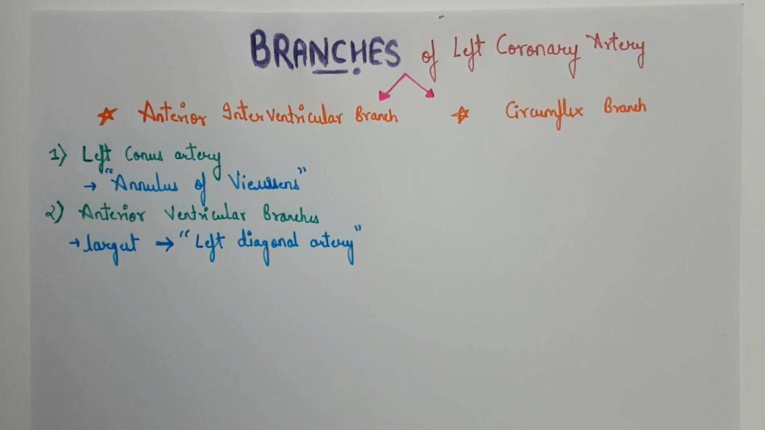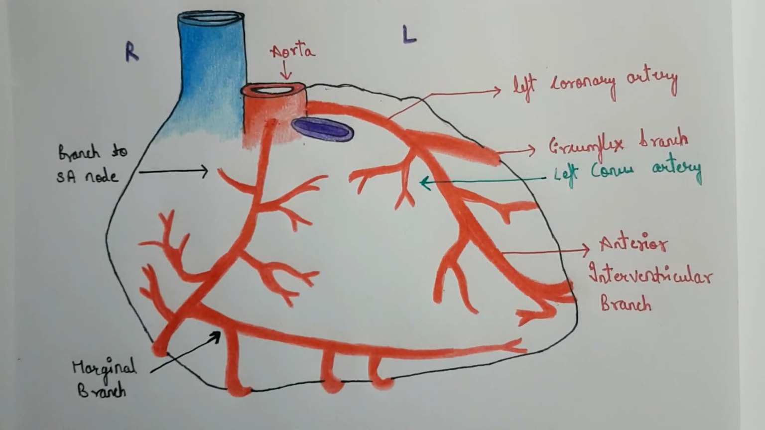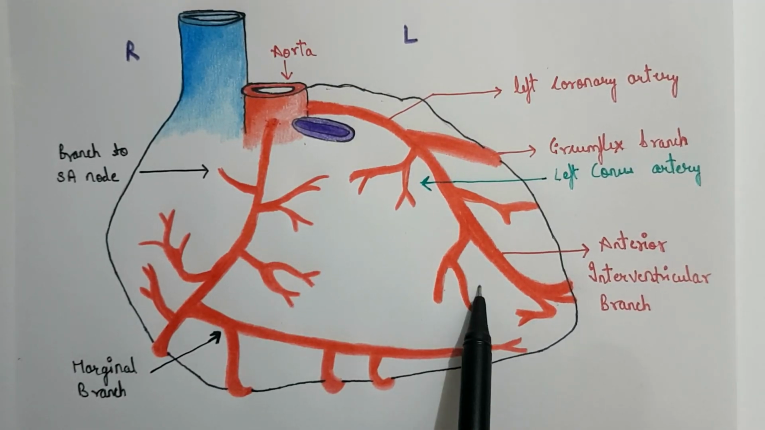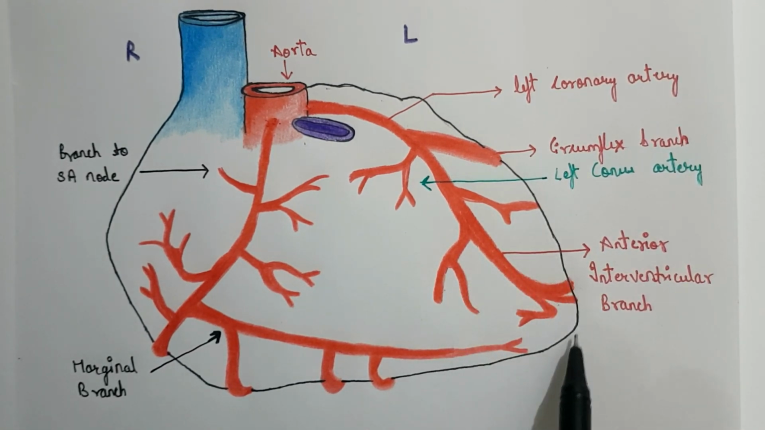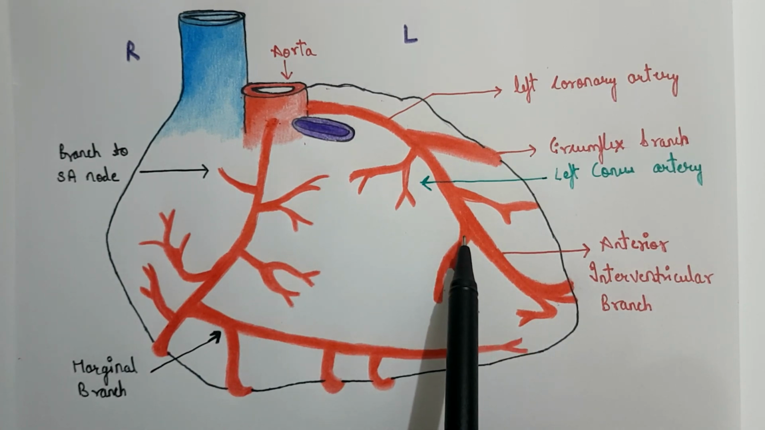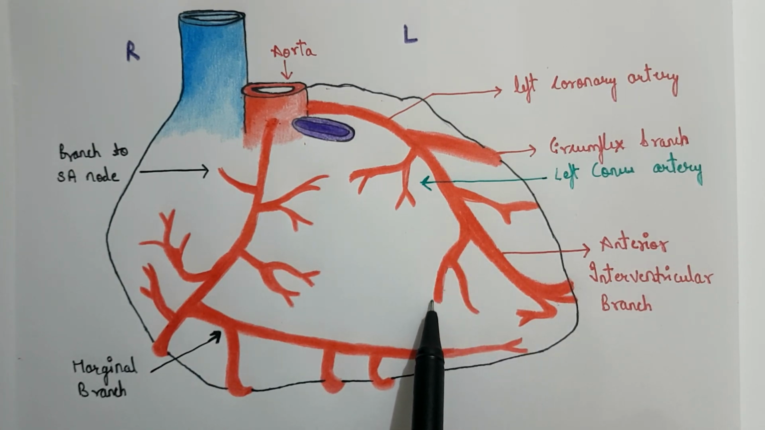The next are the anterior ventricular branches, which supply the ventricles, and the largest of these anterior ventricular branches is known as the left diagonal artery. These are the anterior ventricular branches which supply the ventricle. As you guys know, the left ventricle forms the apex of the heart, and the largest of the anterior ventricular branches is the left diagonal artery.